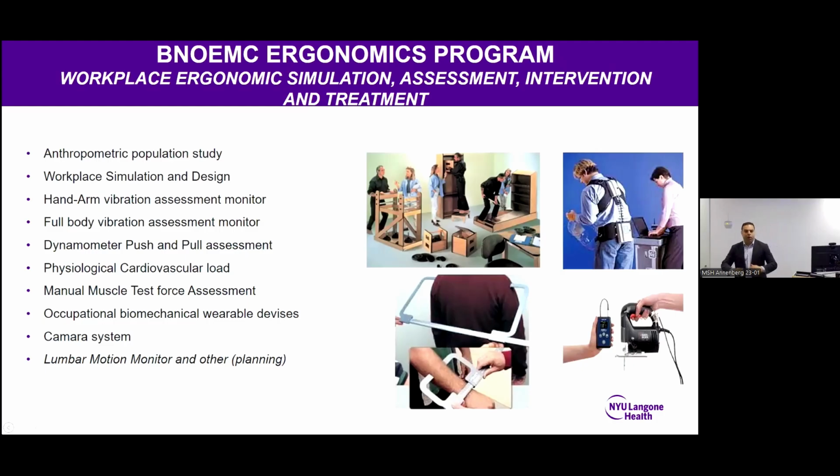So when we talk about the ergonomic simulation unit, there are things that we can do that are very important, that generate reports that make it more objective when the occupational physician or the clinician sees the patient. So we can do population studies in anthropometrics. We can do workplace simulations and design. We have work hardening systems. We have all these equipments and resources that we can use to mimic and simulate as accurately as possible the workplace remotely if we don't have access to the workplace.